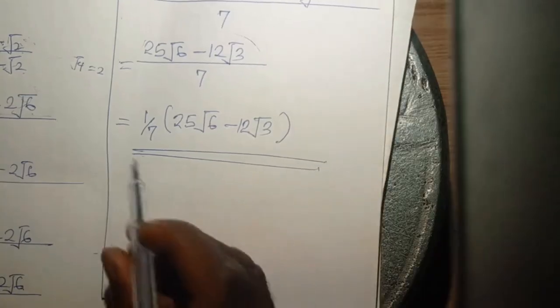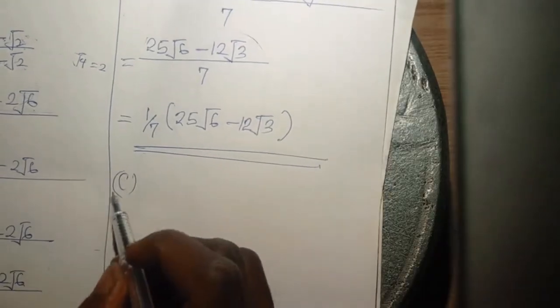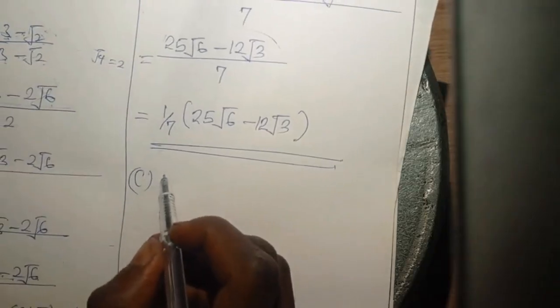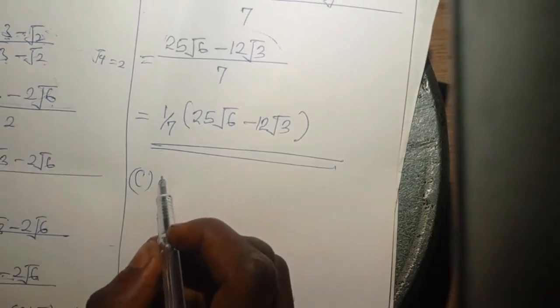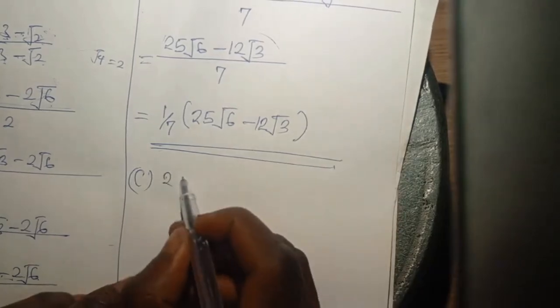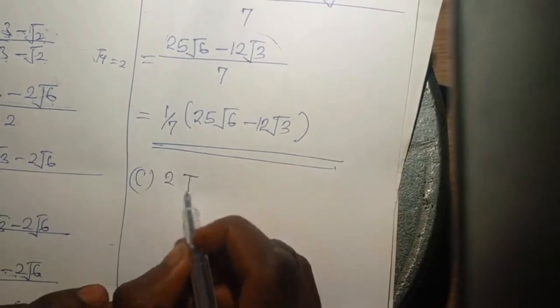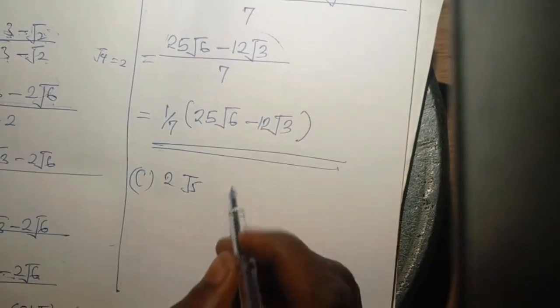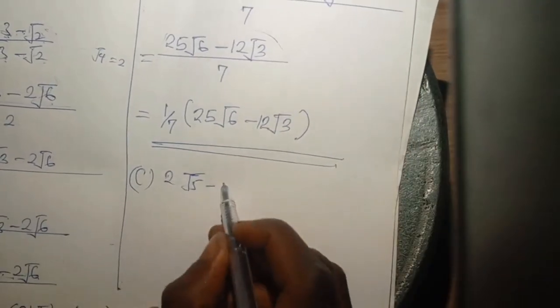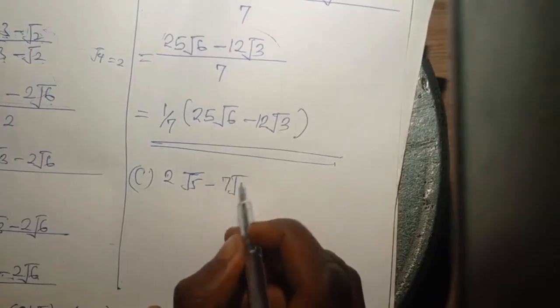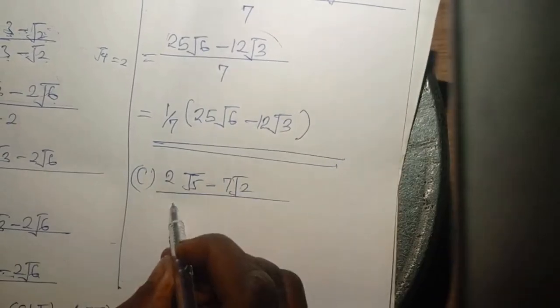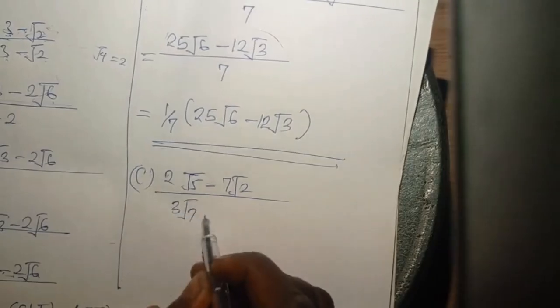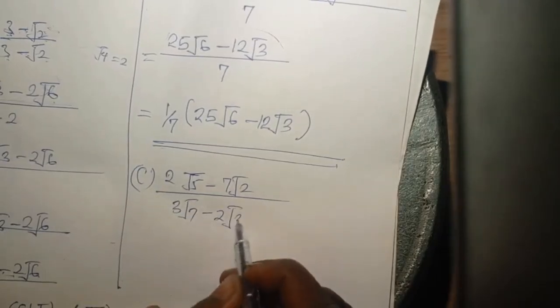So C, the C is 2 root 5 minus 7 root 2 all over 3 root 7 minus 2 root 3.